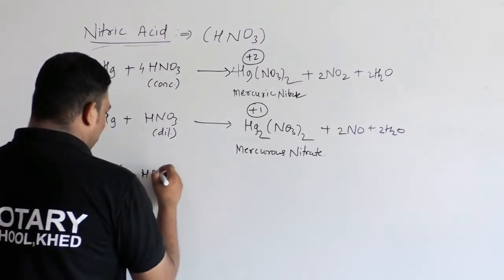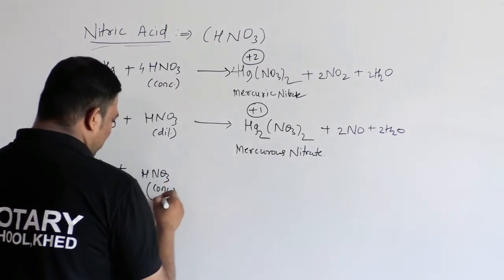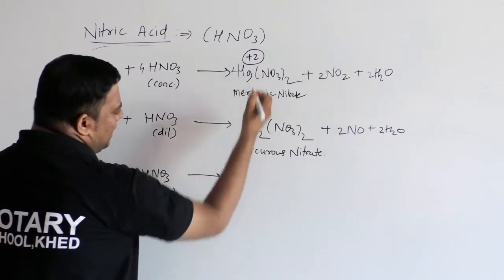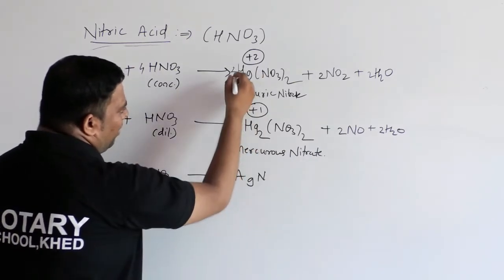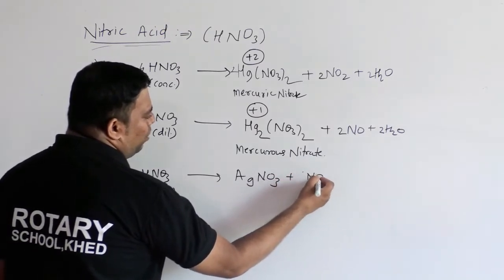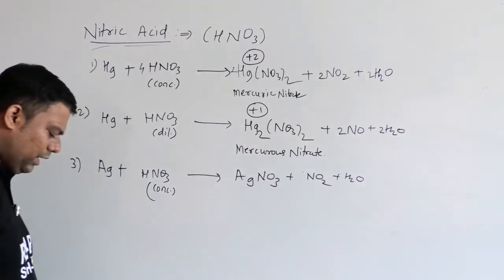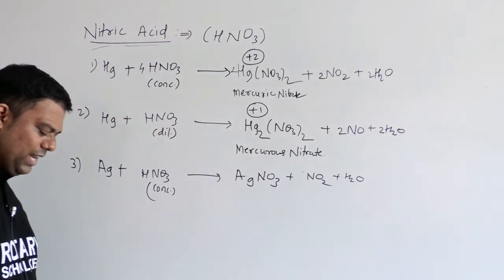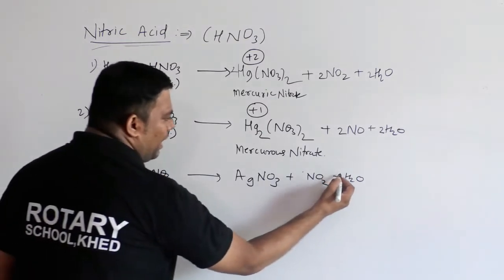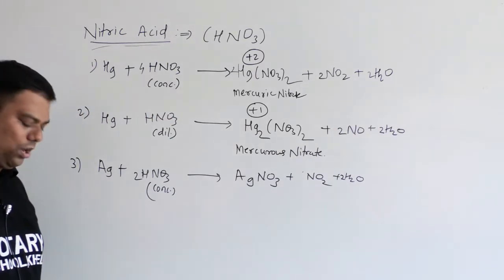Ag plus HNO3, we are taking concentrated HNO3, and you will get the product. As like this, instead of Ag, here we get AgNO3 plus NO2 plus H2O. Okay, so you can balance it. I think only hydrogen we need to balance, that is 2; everything else is balanced.